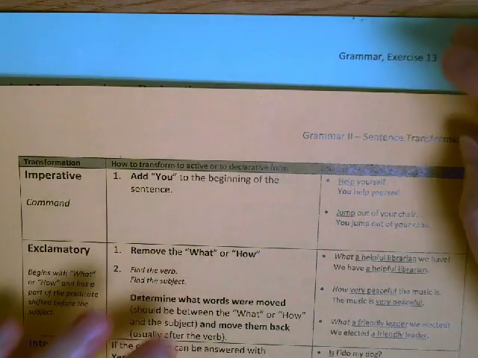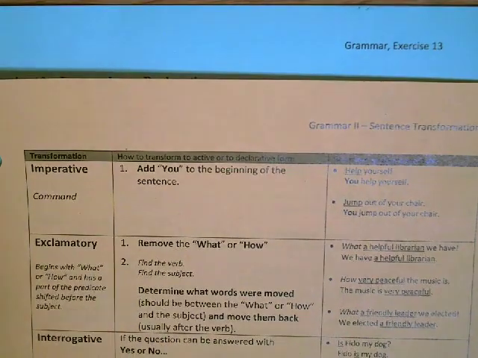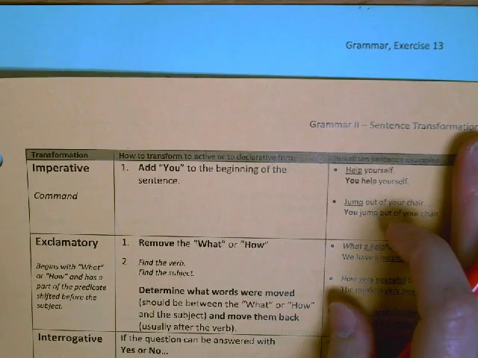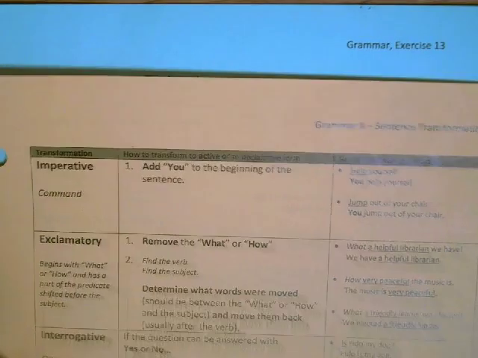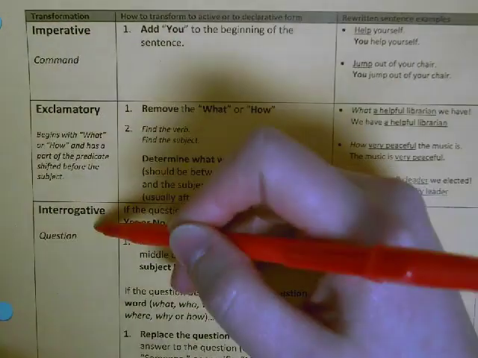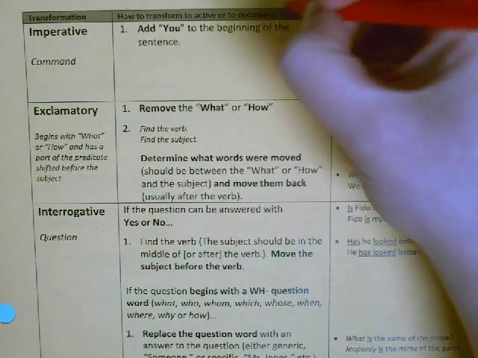Okay, so we're going to take a look at grammar exercise 13, sort of introduce you guys to that. You should have received today in class the sentence transformation essential handout. This is for our second grammar unit. And there's two sides. So what we're going to focus on today are actually all three of the transformations that transform the form of the sentence.